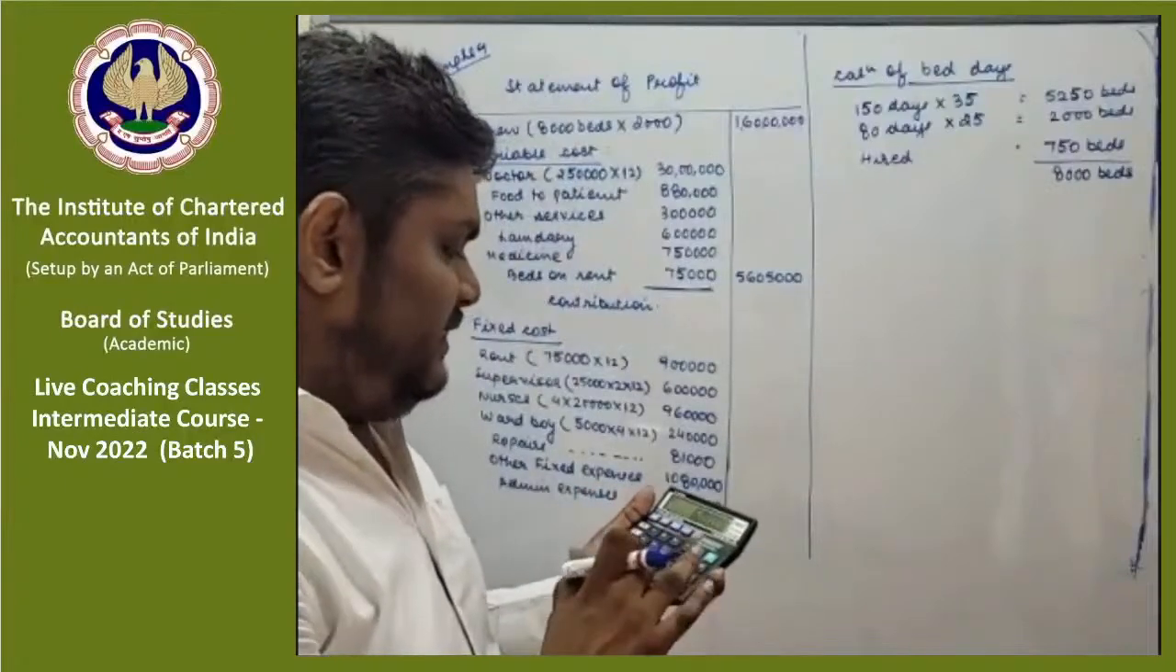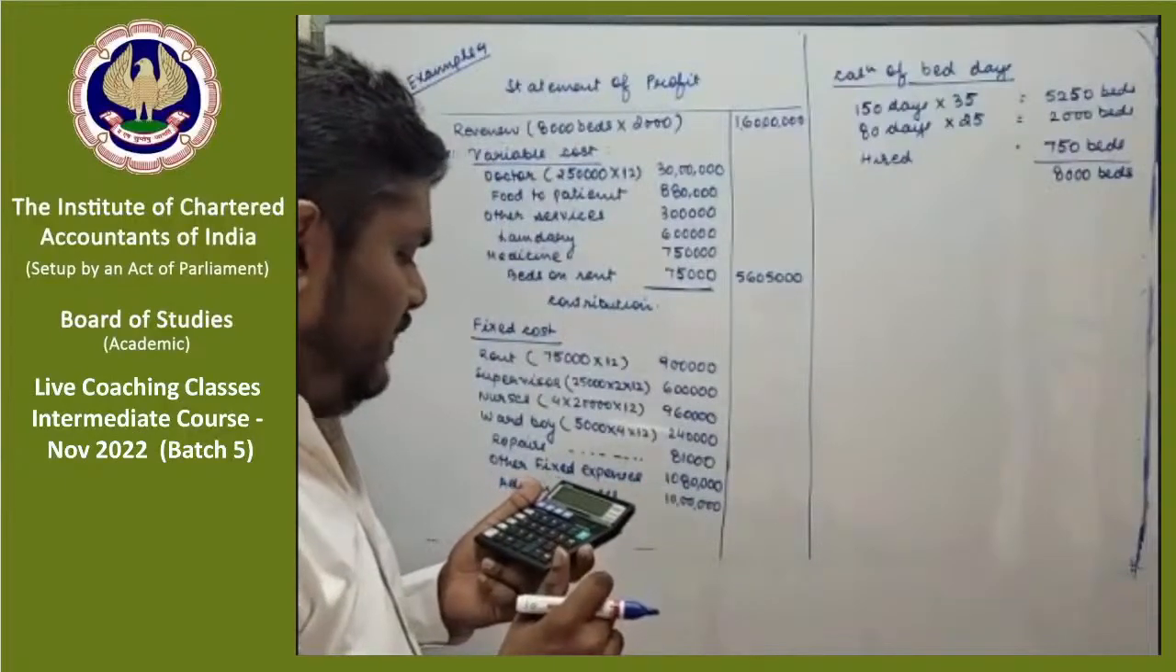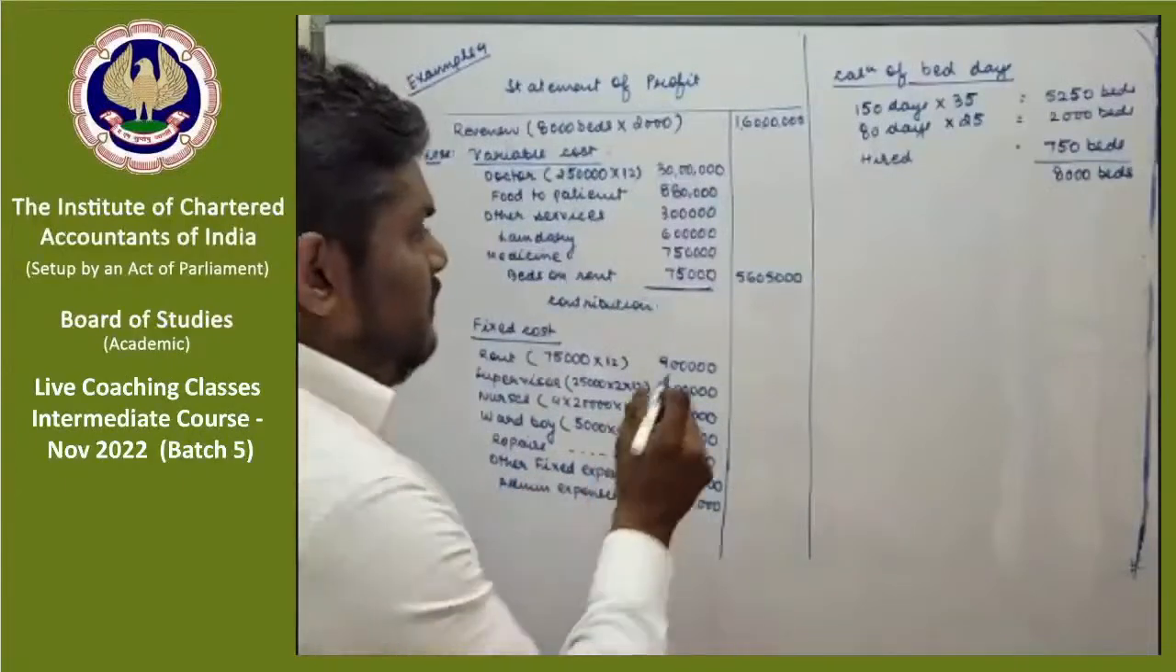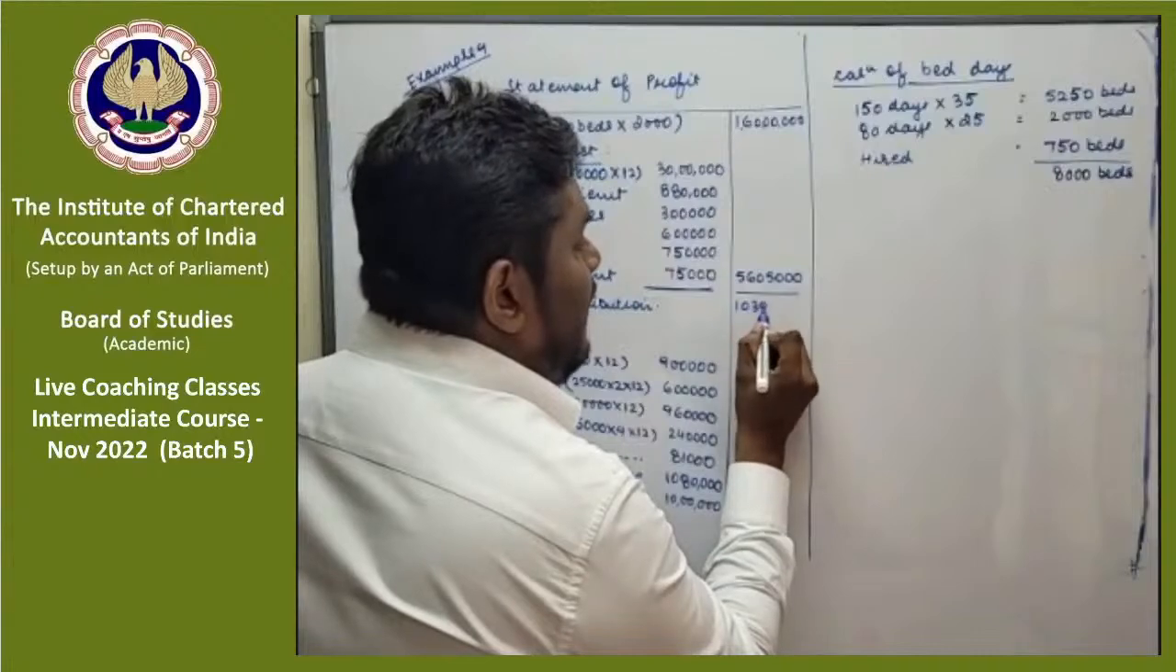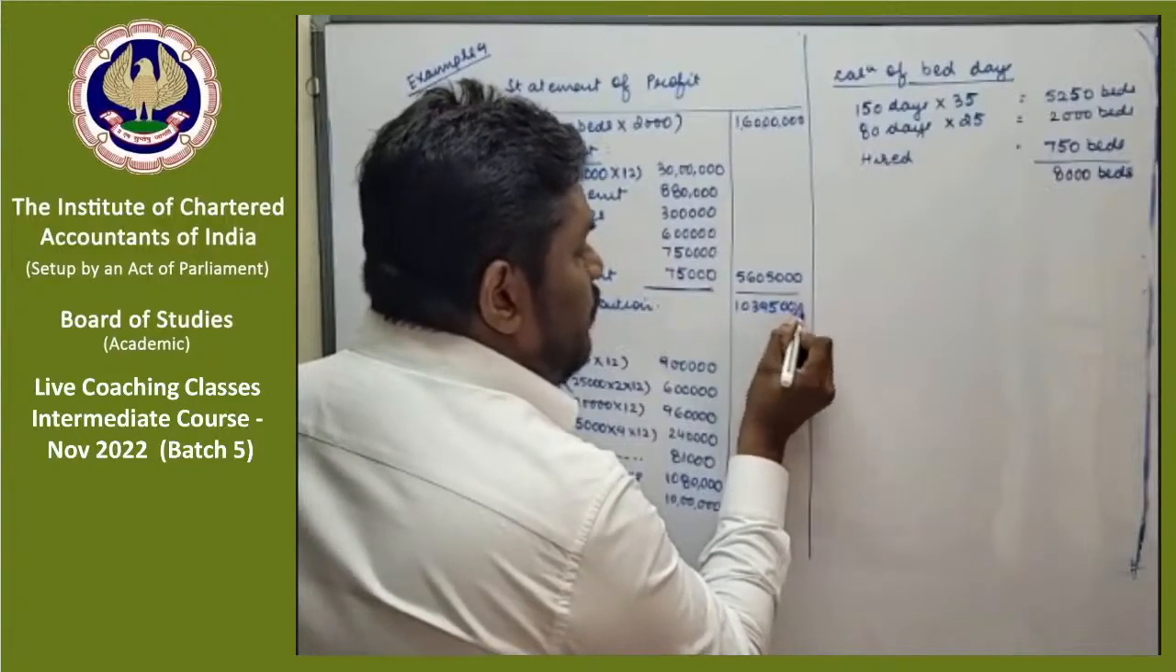Minus 1 crore 60 lakh. So 1 crore 3 lakh 95,000 is the contribution.